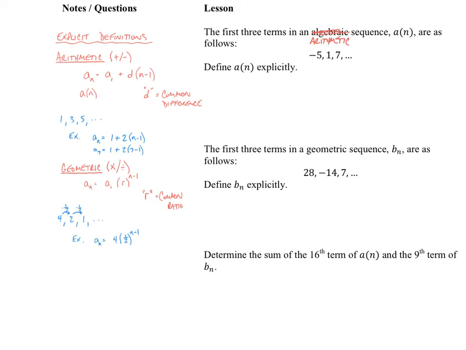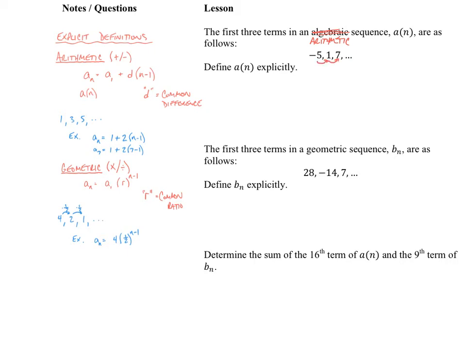Typo there. Sequence, a of n, are as follows. And they're telling you to name this function a of n. So use function notation here. And so you've got a sequence. They told you it's arithmetic, or that's what they were going for there. So we have to figure out what is the pattern here.